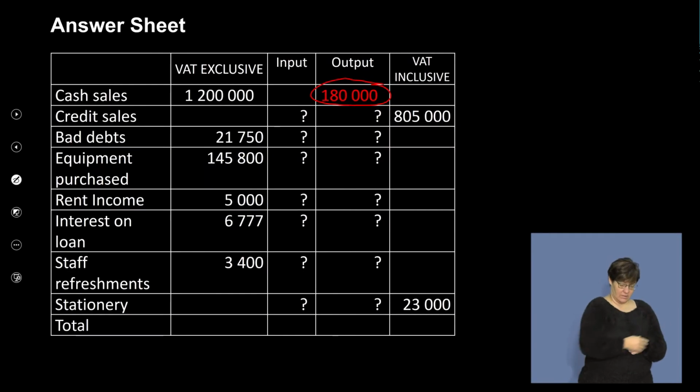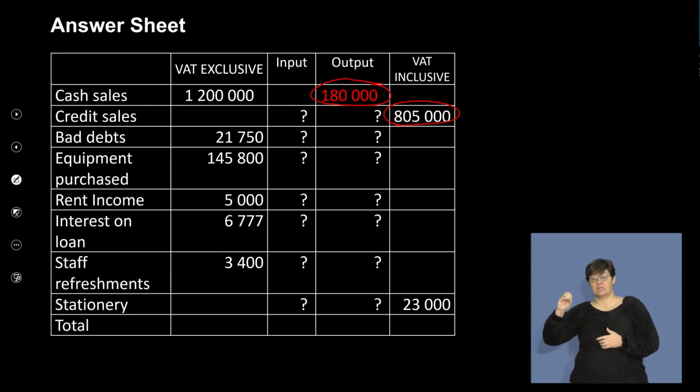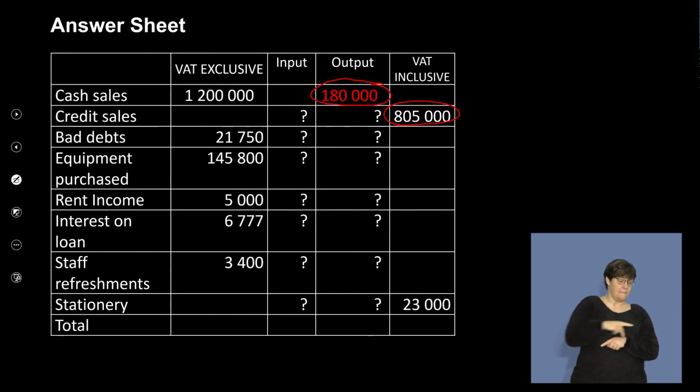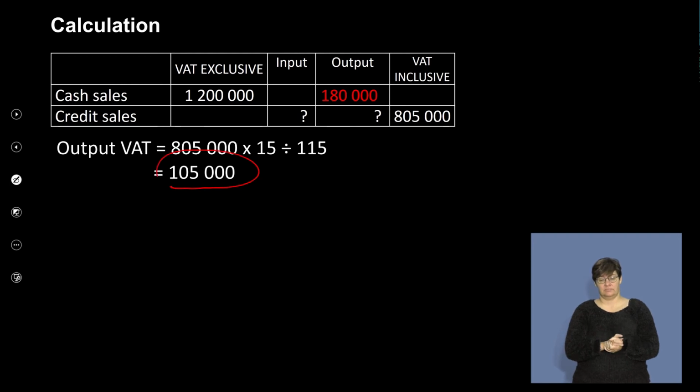Okay, next one we go to is our credit sales, which is 805,000. But notice the difference now is you are given the amount as VAT inclusive, right? It changes completely in terms of your calculation. Watch my calculation now. Once again, I take the amount of 805,000 times the 15, because that's my VAT rate, divided by 115, which is my amount inclusive of VAT. Therefore, notice from my calculation, it gives me a figure of 105,000. Again, you can see that this figure would give me my output VAT of 105,000.